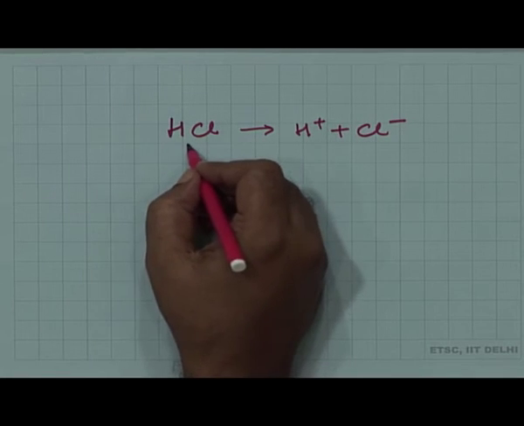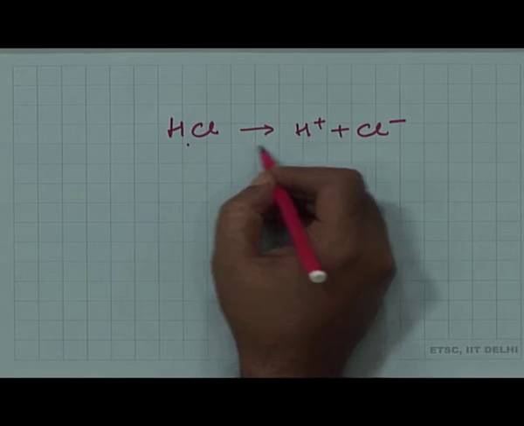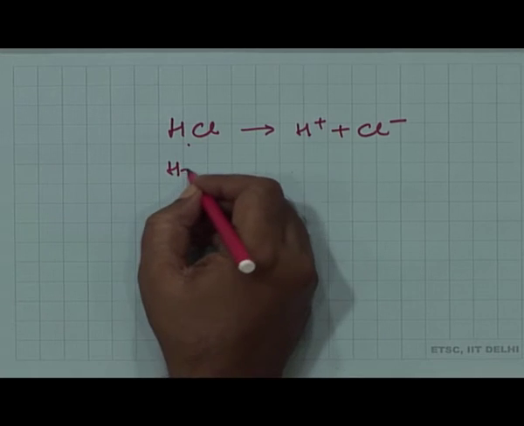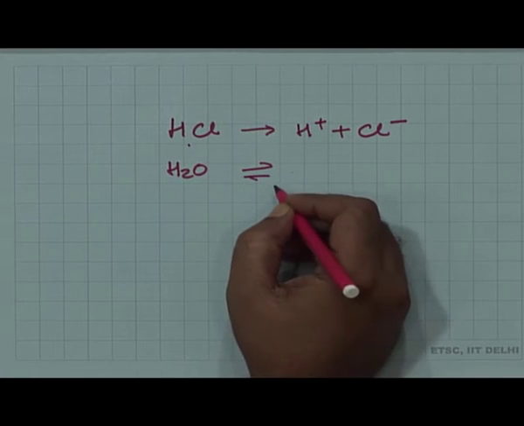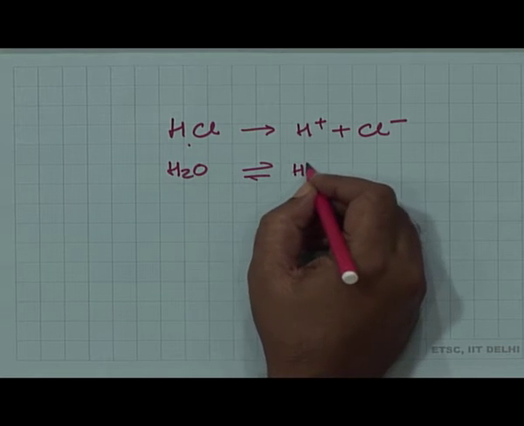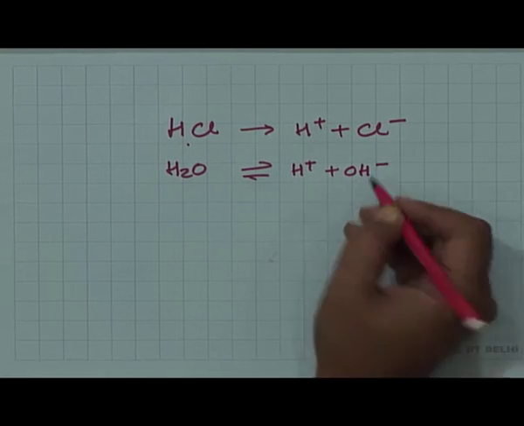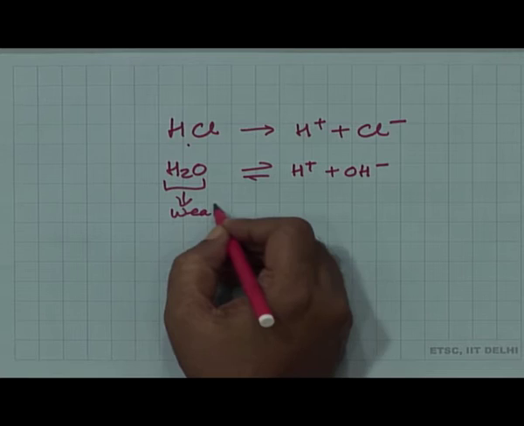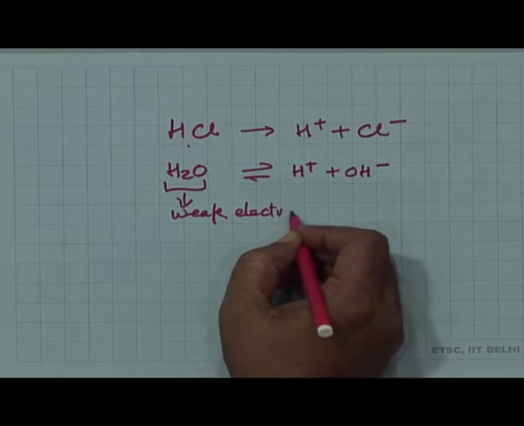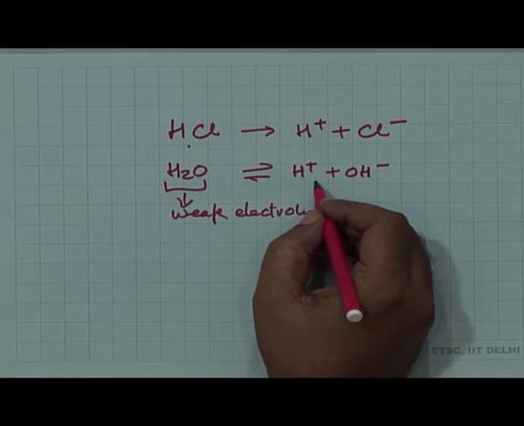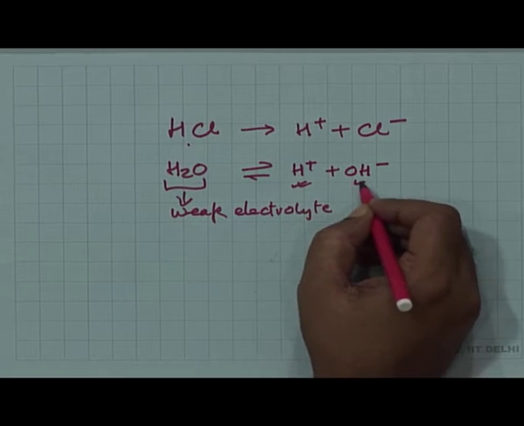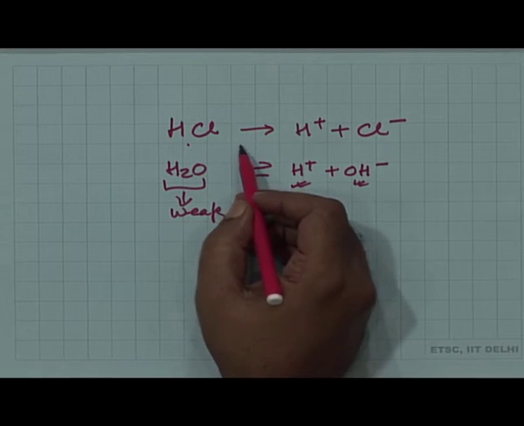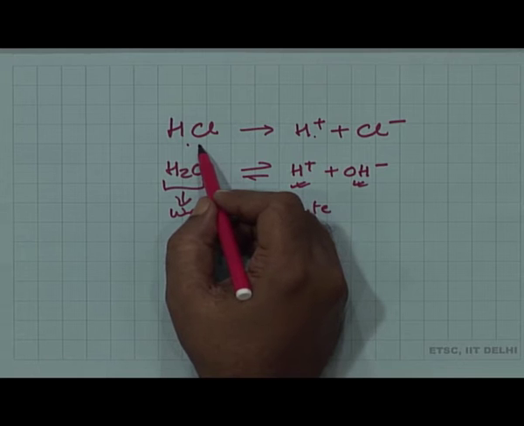So, when we put HCl into aqueous solution, it breaks to give H+ and Cl- ions. There is also dissociation of H2O that will give you H+ and OH- ions. But we know that H2O is a weak electrolyte, and so the amount of H+ and OH- obtained is very small in comparison to the H+ which we have got from HCl.